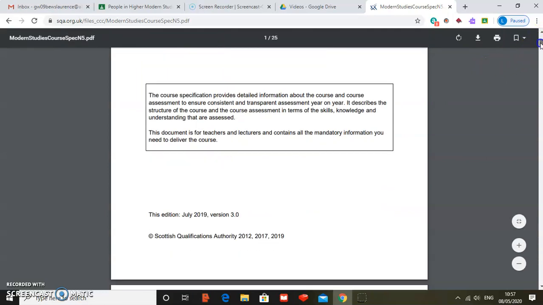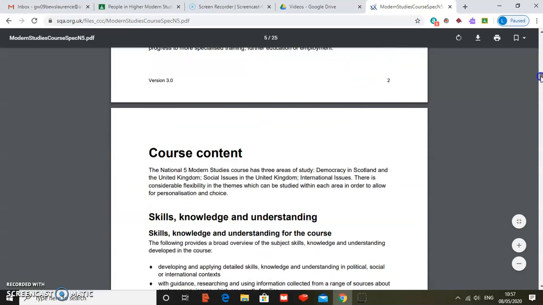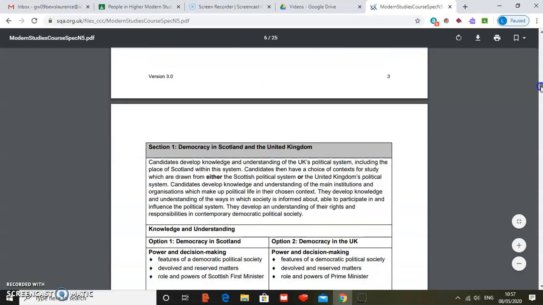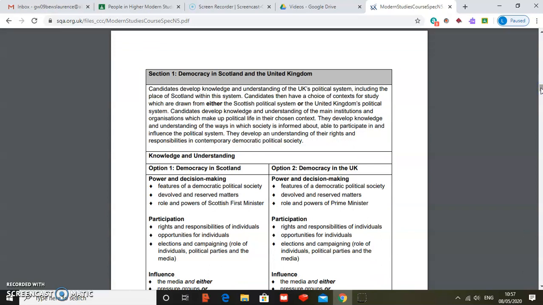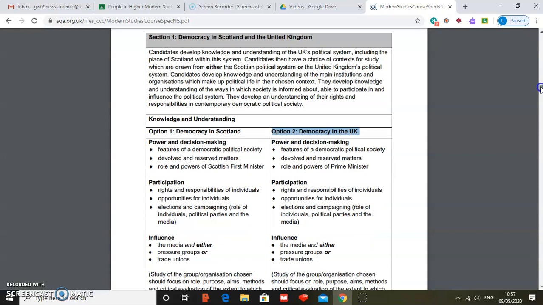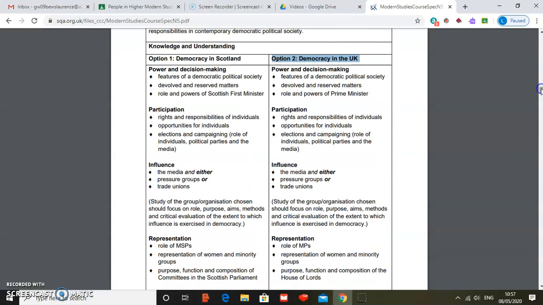It's in this document. Now, there's lots of information you don't need to know about in it, but the key bit is down here. Democracy in Scotland and the UK for section 1. Now we do democracy in the UK, option 2. And as you've seen in the past paper already, there are different parts and questions that you will have to answer for that. But these are the potential areas that we have to cover.